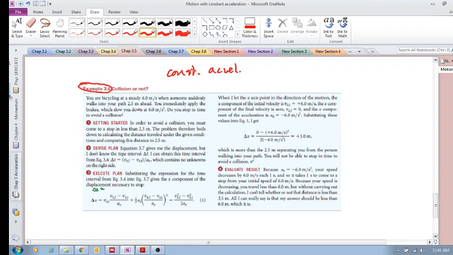Okay, so why don't you try this on your own? Pause the video, try it, and then see if we get the right answer.